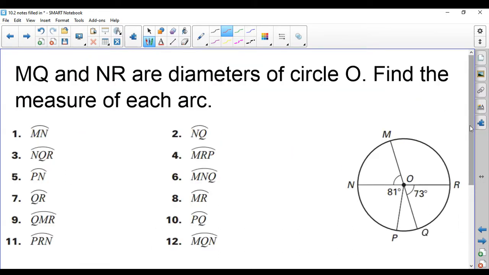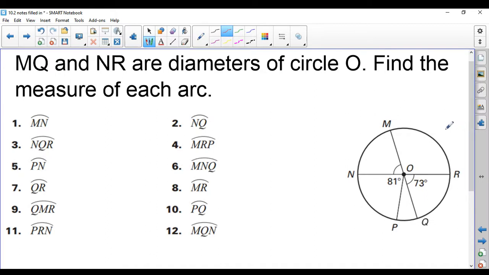We're going to do a bunch of problems where you're given some angle measures or some arc measures and have to find everything else. In this problem, we know MQ and NR are diameters. And we're given the 81 degrees and the 73 degrees. This angle is 73, so we know our vertical angle is 73. We have the 81 here, so if we wanted to find the measure of this angle in here, since NR is a diameter, I would do 180 minus 81 minus 73, and that would tell me this angle is 26.